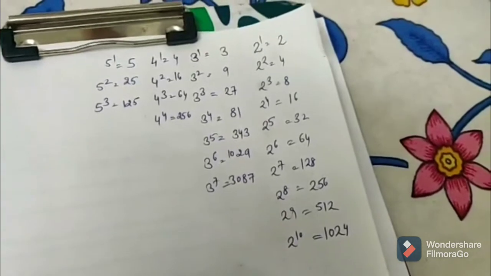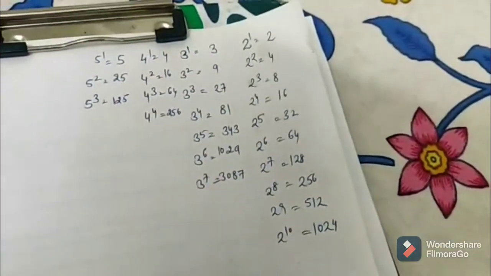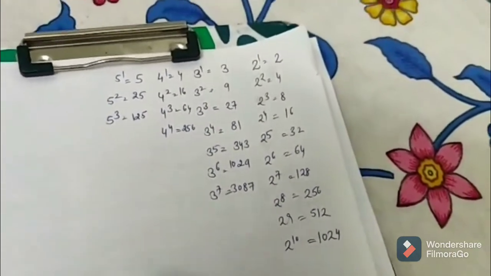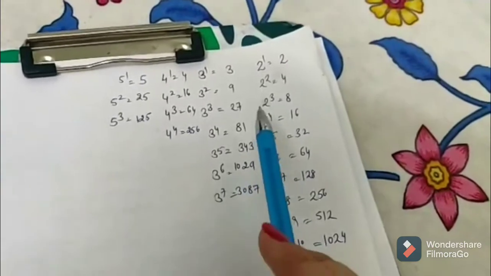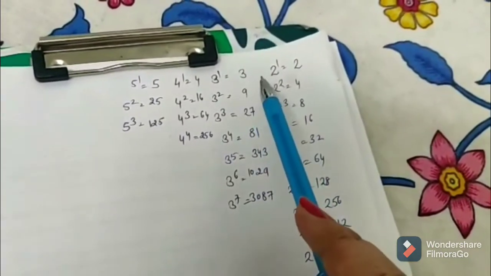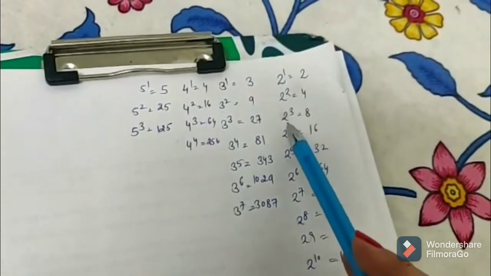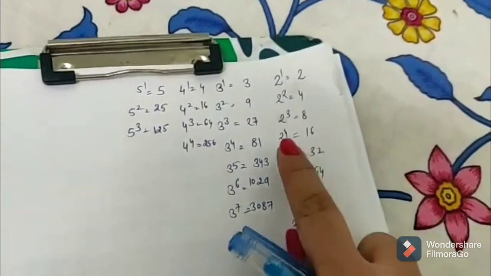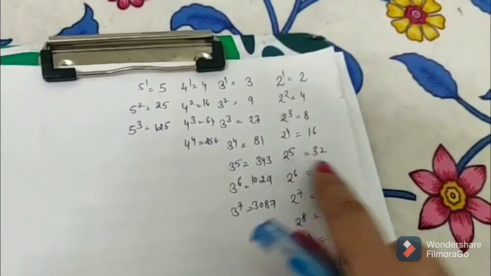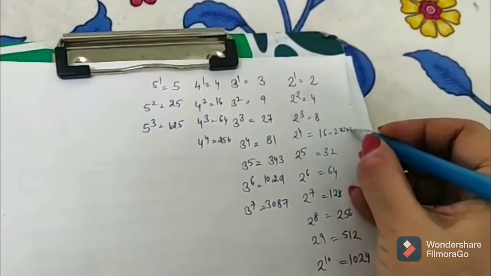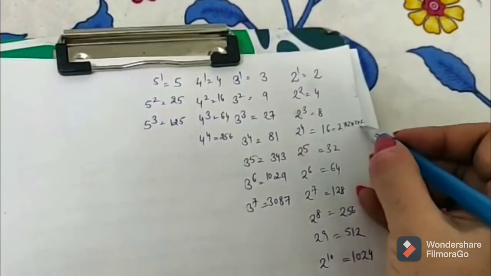Students, while doing this exercise you must learn the powers of these numbers by heart, and the tables up to 20 also must be learnt by you. You have to learn like this. 2 raised to power 1 is 2, 2 square यानी कि 2 into 2 यानी कि 4. 2 raised to power 3, 2 into 2 into 2 that is equal to 8. 2 raised to power 4 यानी कि 2 into 2 into 2 into 2, 2 2s are 4, 4 2s are 8, 8 2s are 16.